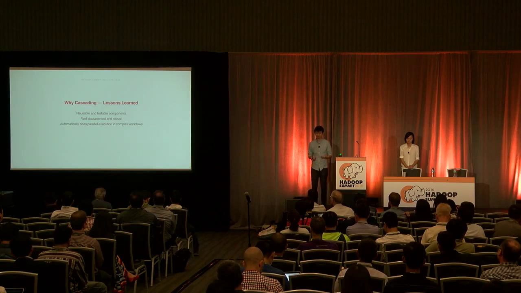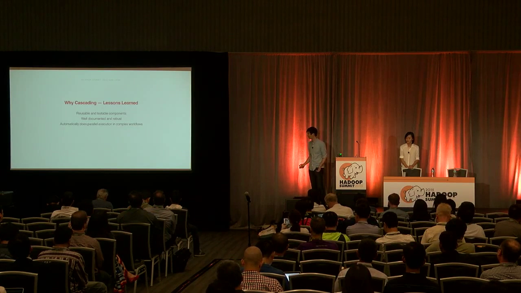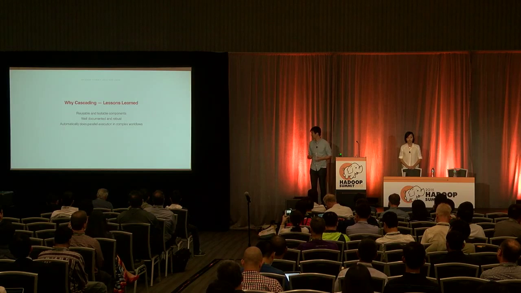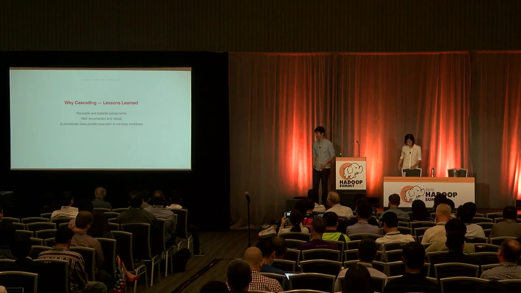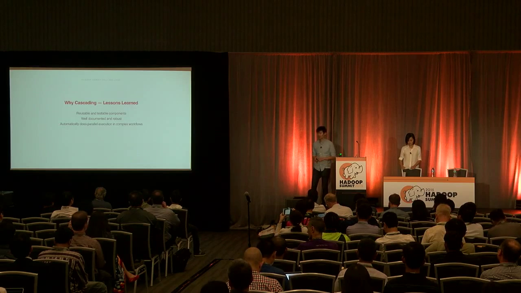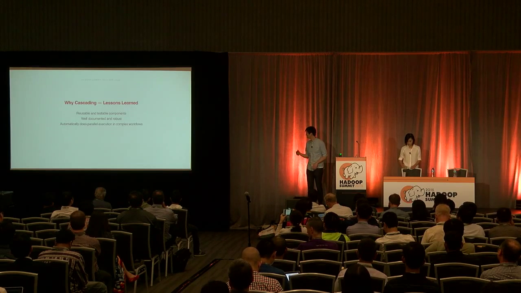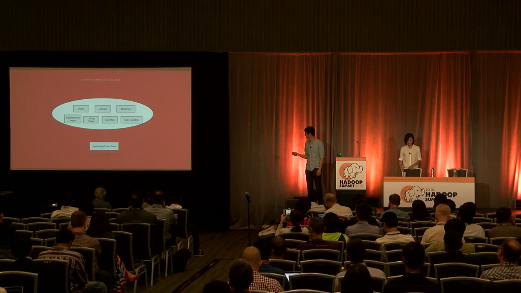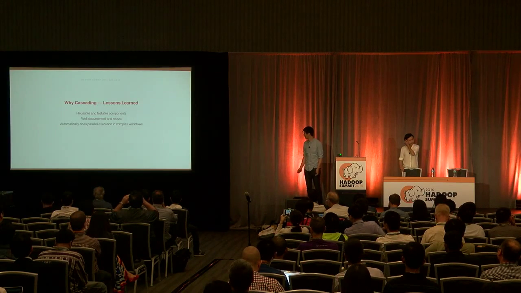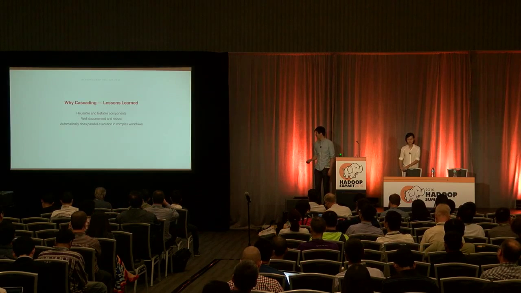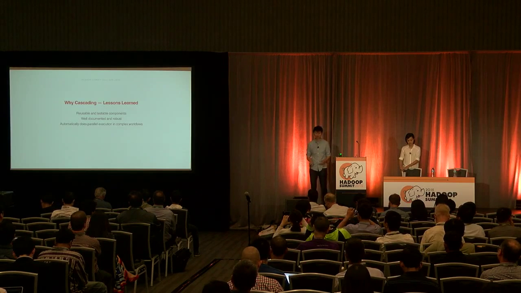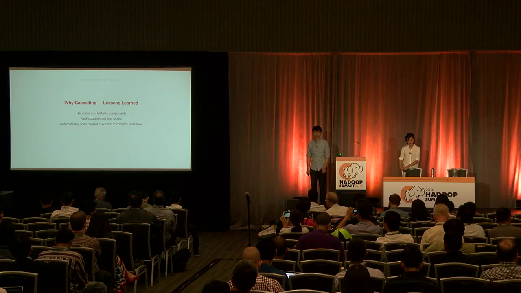What Cascading gave us, it's a Java language, so it gave us functions. You can have a lot of reusable and testable components. So that was really great for us, and that's something we wanted. It's also very well documented and robust, and as our data size grows, automatically doing parallel execution and complex workflows was pretty important for getting our jobs finishing.